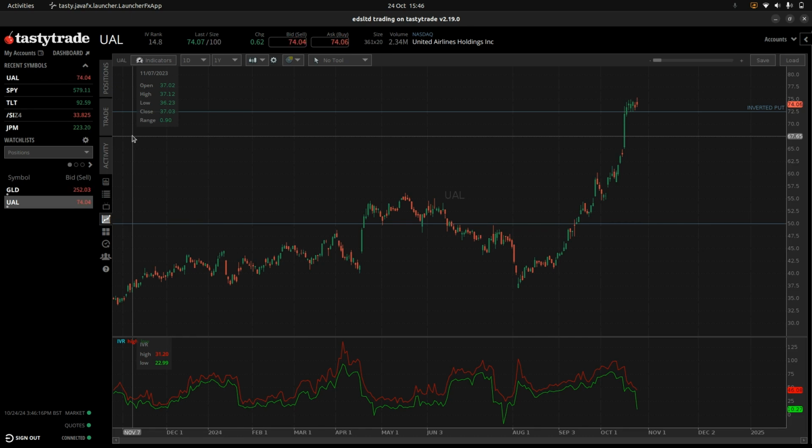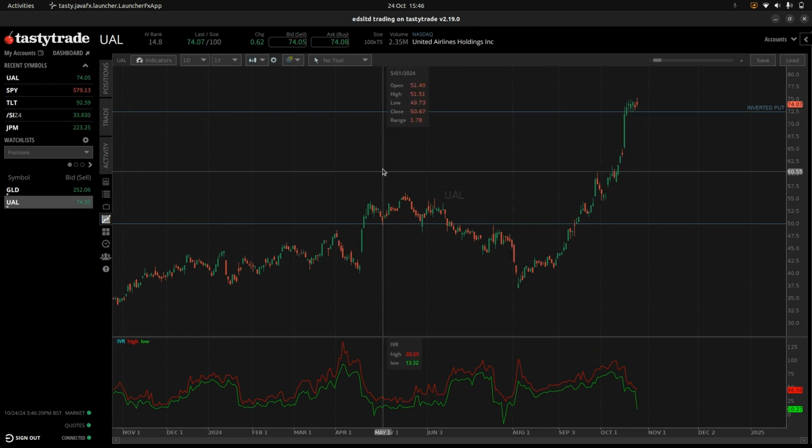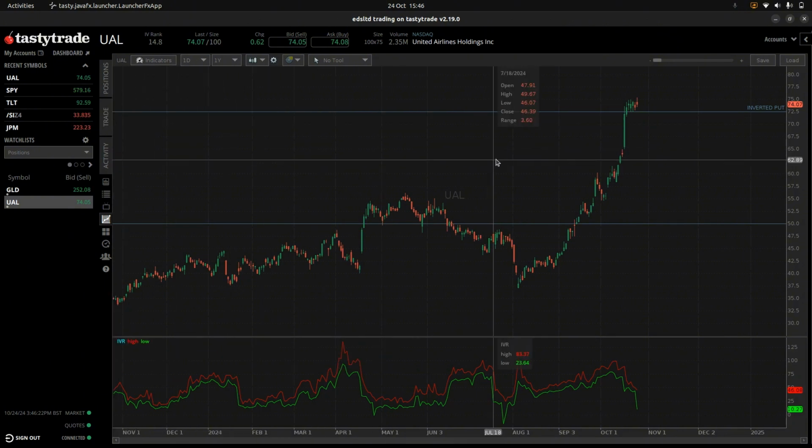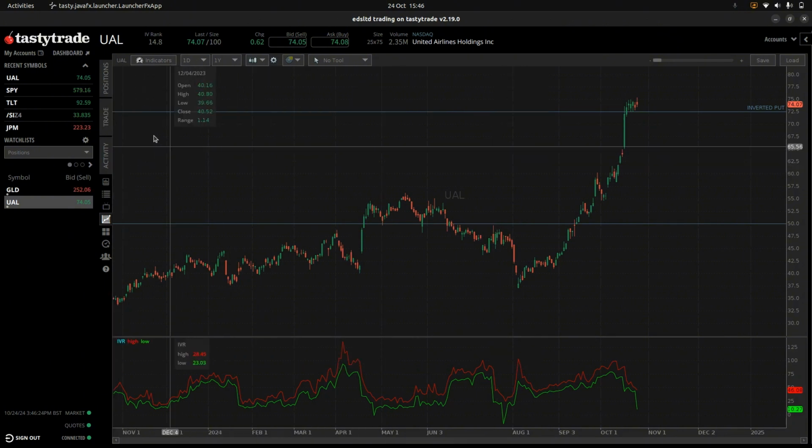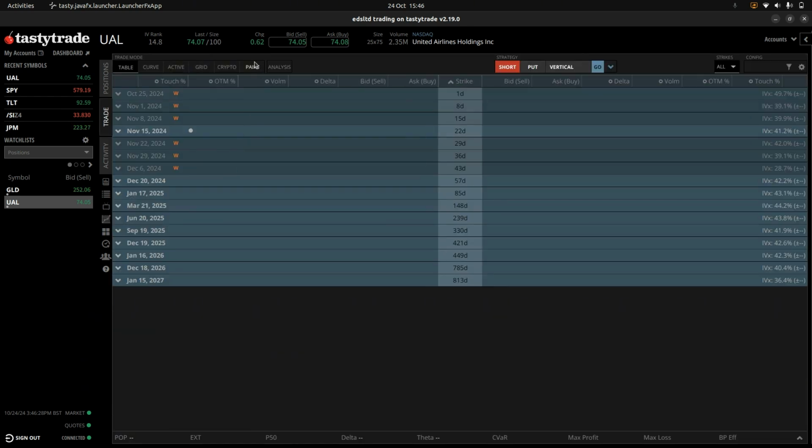So we need to know where we are in the options cycle. If you just pull up any underlying, we've got UAL open here. This is a position that we've been managing for a little while, but any underlying is fine. And you just want to open the trade tab and get a list of expirations. And now you will be presented with weeklies and monthly expirations.